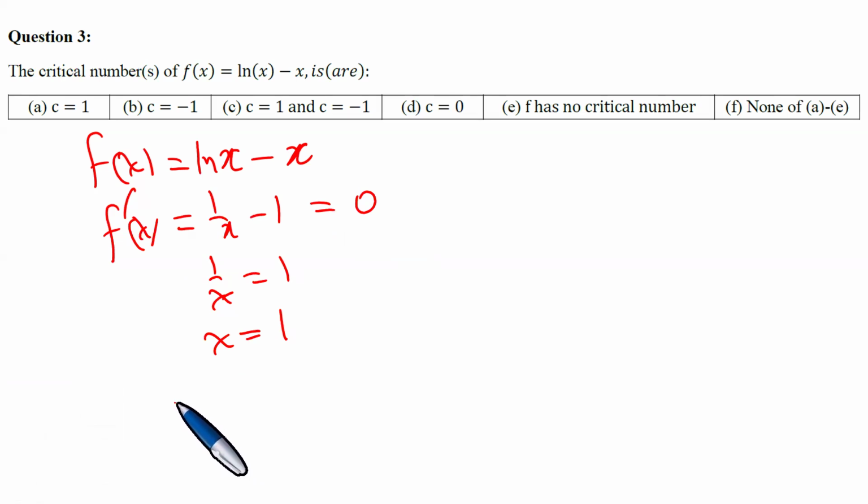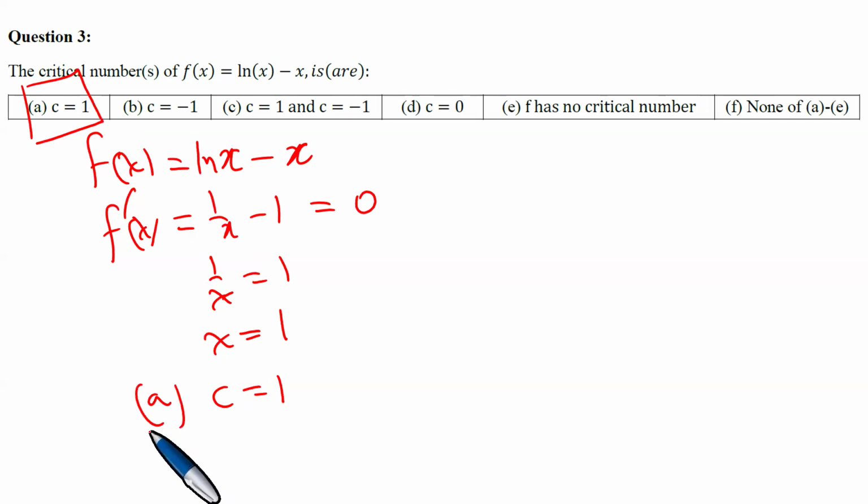that in this case, when your x is 1, then your c, the critical number, is also c equals 1. Right, and if the critical number is c equals 1, then that would obviously mean that the correct answer is exactly A, where c equals 1. Right, and that is exactly the answer. We move on to the next question.